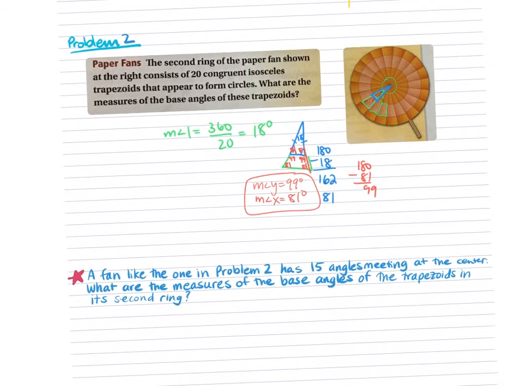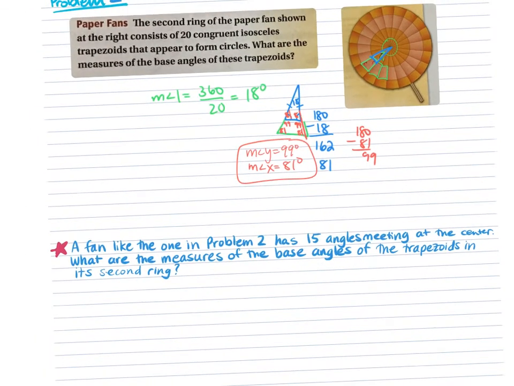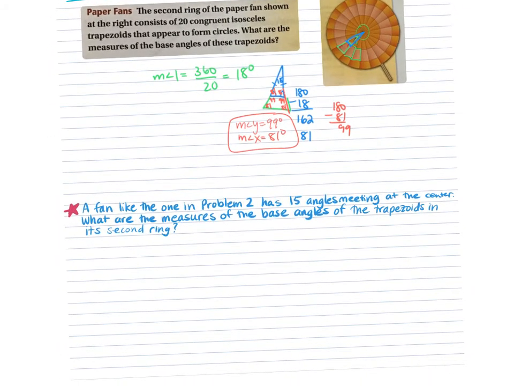Okay, so try this next one on your own. It says a fan like the one in problem 2 has 15 angles meeting at the center. What are the measures of the base angles of the trapezoid in its second ring? So now instead of 20 of them, there's now 15. So try this again on your own and see if you can figure that out. Press pause, check back for the answer.